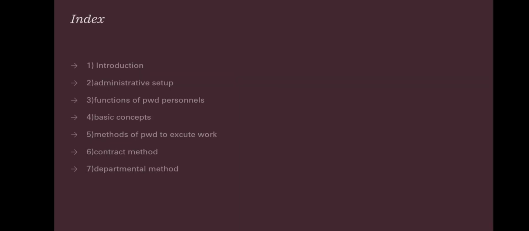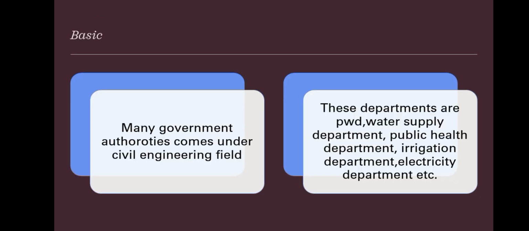In today's video, I will explain the administrative setup that is followed in a PWD, the functions of each PWD personnel, and some basic concepts that we must know about PWD. Then the methods of PWD to execute the work. There are two methods mainly, the contract method and the departmental method. About both methods I will explain further. In today's video we will see up to basic concepts, and the remaining points will be covered in part 2. So let's see the basic information about PWD.